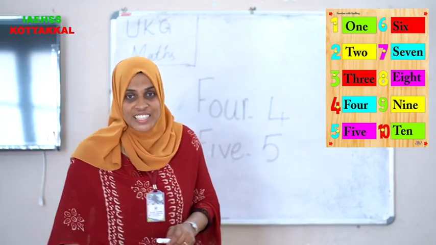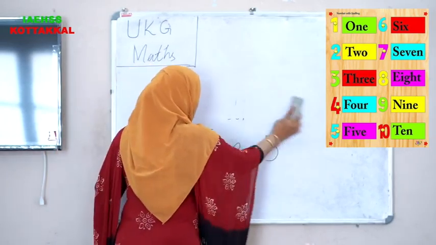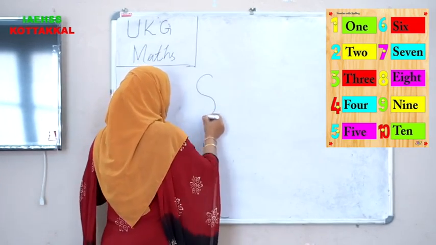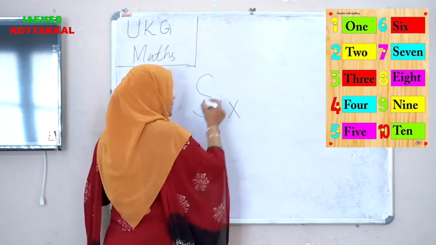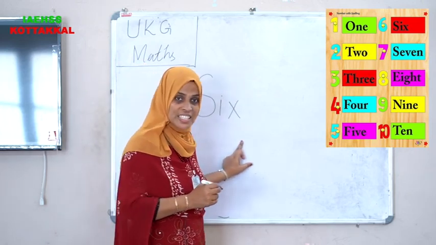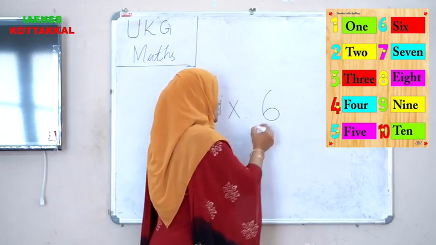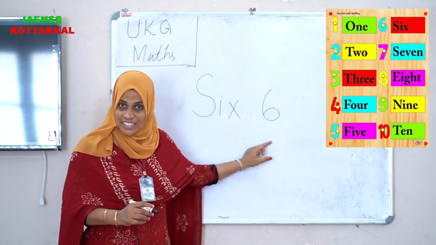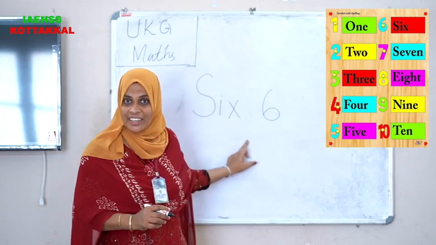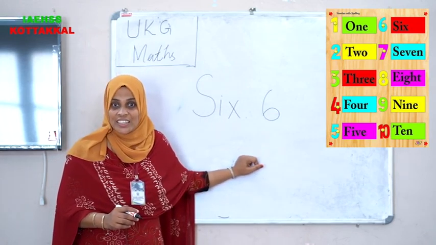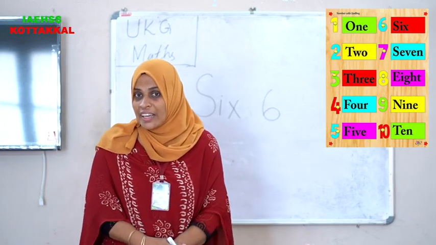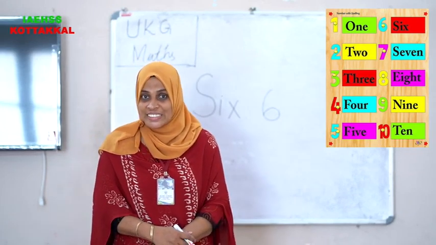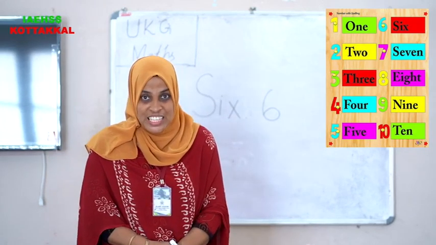5 after 6. All of you look here. Number 6. S. I. X. Pronounce. 6. Say all of you. 6. S. I. X. 6. Read. S. I. X. 6. Say all of you. S. I. X. Pronounce. 6.